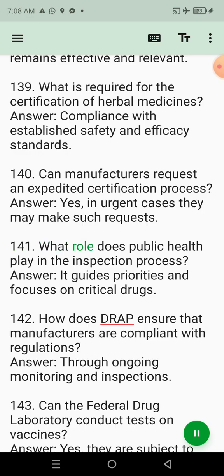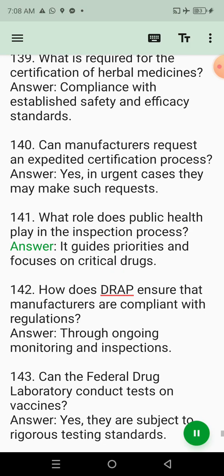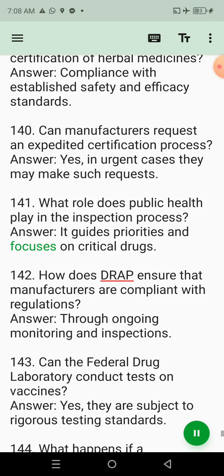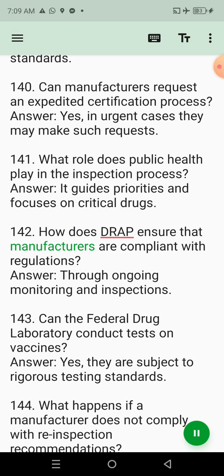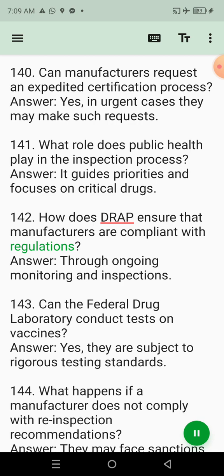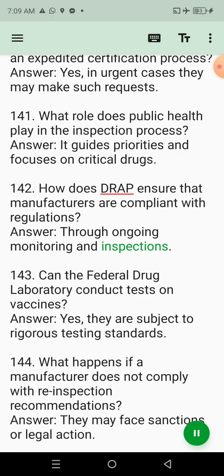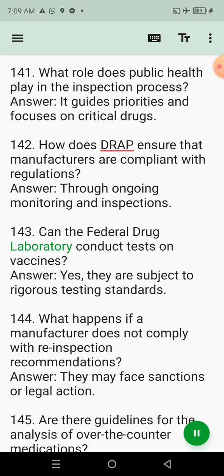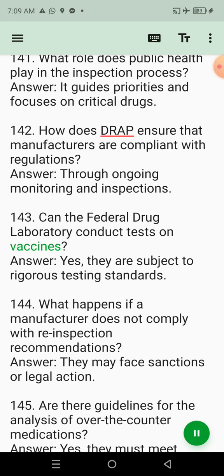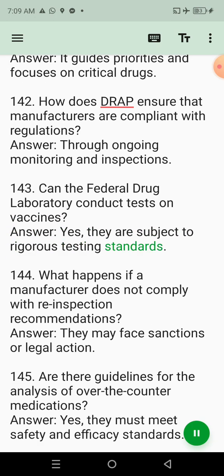141. What role does public health play in the inspection process? Answer: it guides priorities and focuses on critical drugs. 142. How does DRAP ensure that manufacturers are compliant with regulations? Answer: through ongoing monitoring and inspections. 143. Can the Federal Drug Laboratory conduct tests on vaccines? Answer: yes, they are subject to rigorous testing standards.